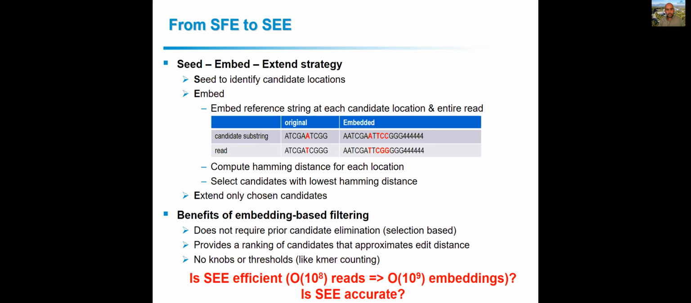So the real question is, can we actually do this efficiently? Because if you're looking at 10 or 100 million reads, you're looking at about 1 billion embeddings of every read to a candidate, right? So assuming a read produces 10 candidates, for example. So that's a large number of embeddings that you have to do. Can you do it efficiently? And the second question is, I told you that embedding is a randomized algorithm. So is the randomized algorithm going to be accurate? What's the accuracy we are going to see in terms of mapping and in terms of downstream variant calling, for example? So to understand these things, that's precisely what we did.